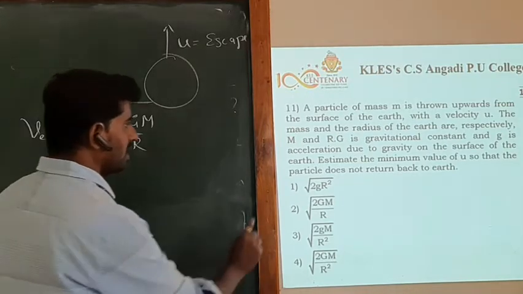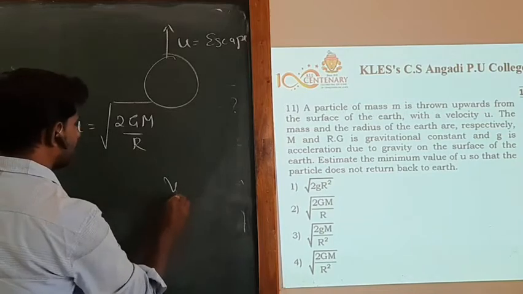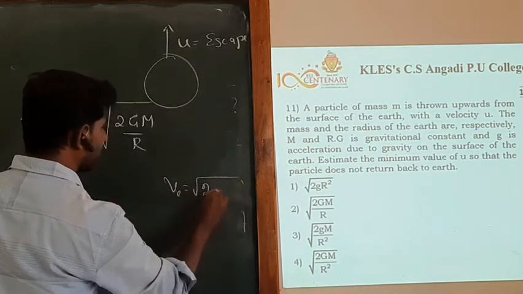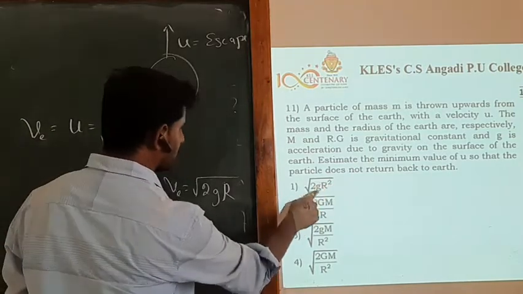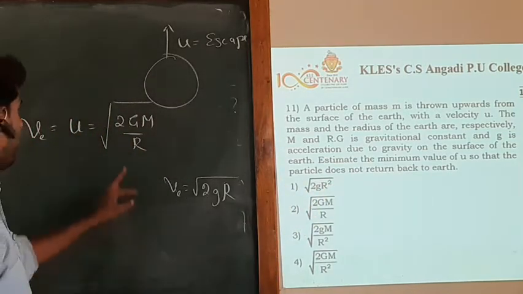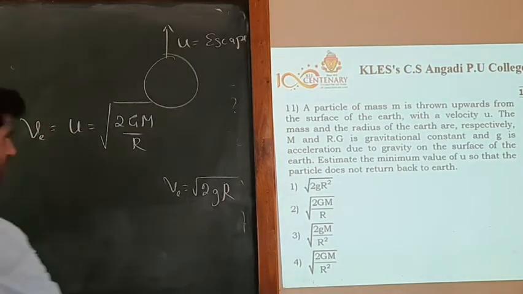You may confuse it with the option 2gR square. It may seem right, because we can write the escape speed in terms of small g also, that will be root of 2gR. But here the term is square, so it may confuse you. So go to option 2, root of 2GM by R. Next question.